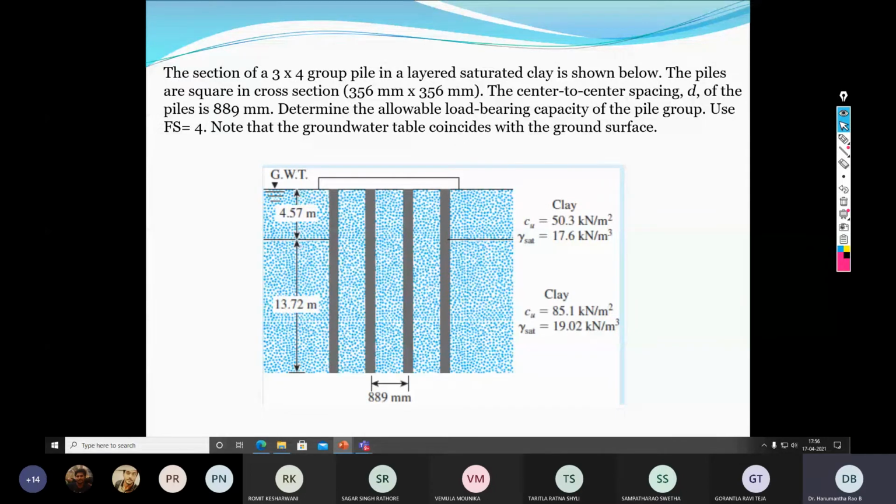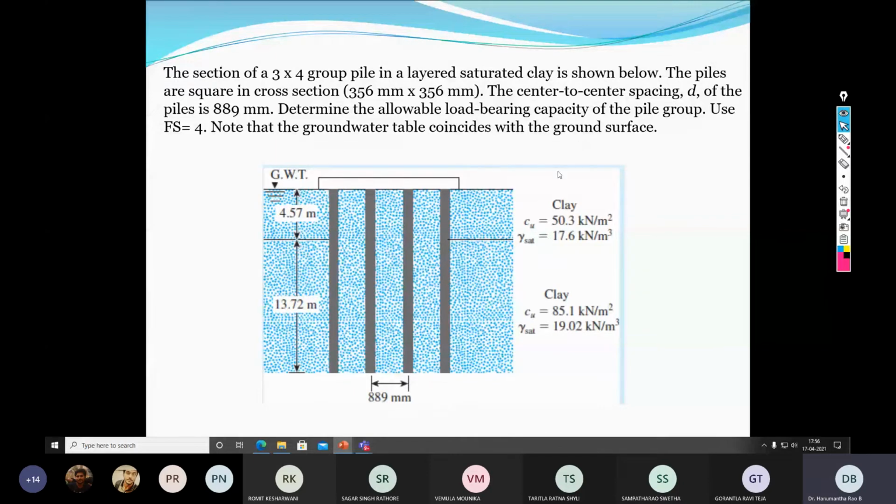So please note down. The section of a 3 by 4 pile group in a layered saturated clay is shown below. The piles are square in cross section, 356 by 356 millimeter. The center to center spacing D of the piles is 889 millimeter. Determine the allowable load bearing capacity of the pile group. Use factors. Now just recall the morning discussion.